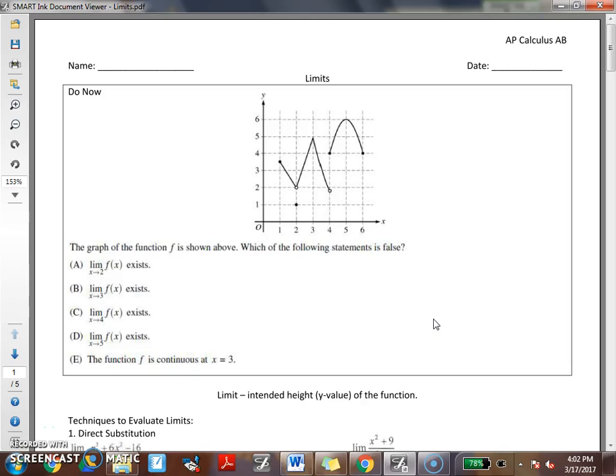Hello scholars, welcome to our first day of review. And the very first thing we're going to review is limits.